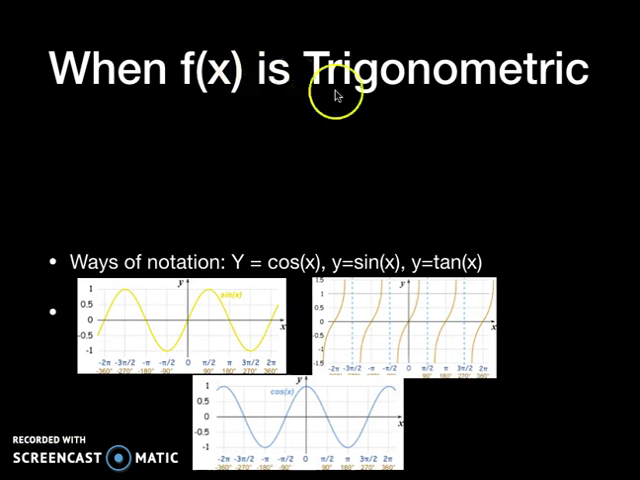So when f of x is trigonometric, the notation is y equals cosine of x, y equals sine of x, and y equals tangent of x. Here are the graphs that you should be able to memorize, because these are usually very common. This is always going to be sine of x right here. Cosine of x looks similar right here. And then you have tan of x, tangent.